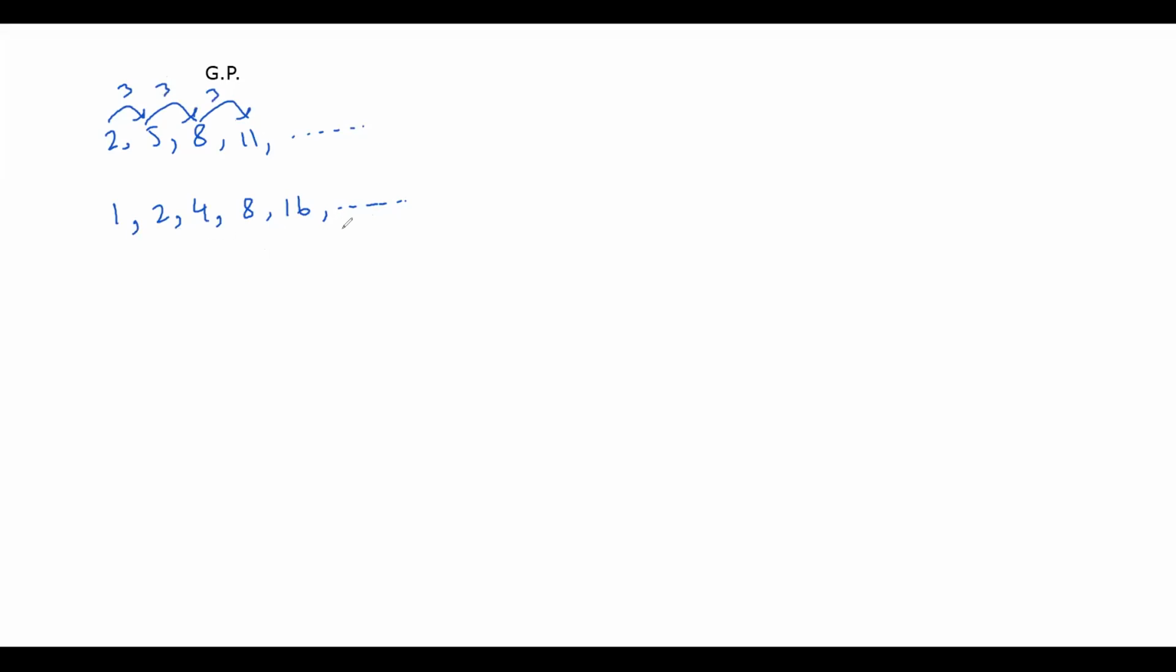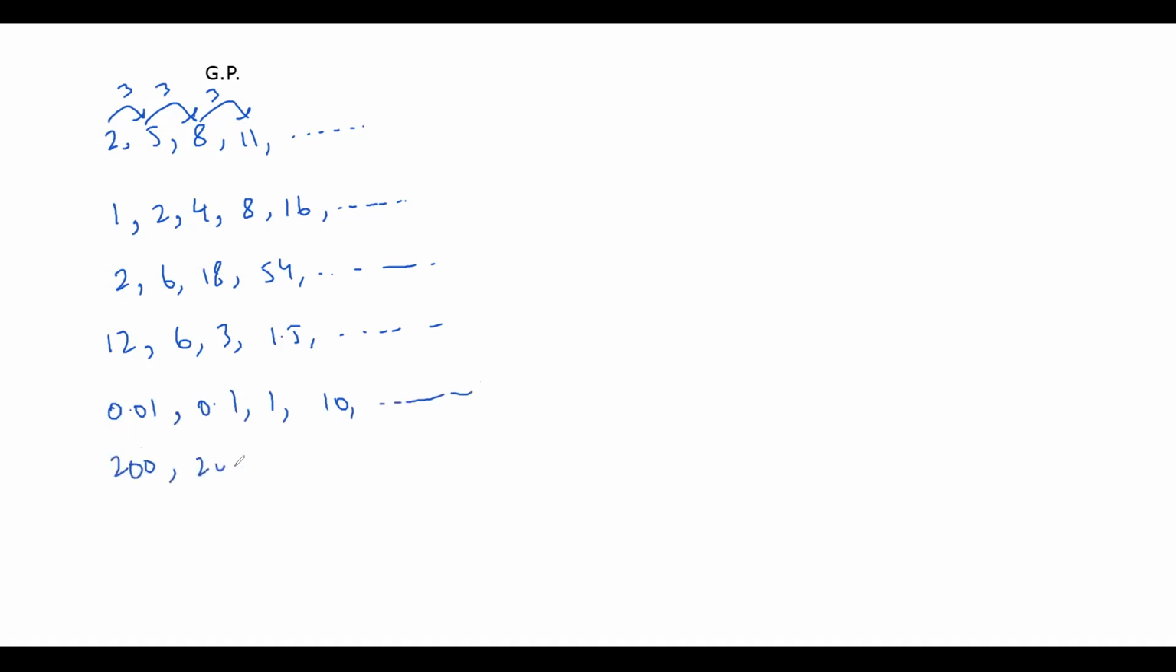Now you look at this sequence over here. Let me write one more. For example, you have 2, then 6, then 18, then 54, and so on. Then you have 12, then 6, then 3, then 1.5, and so on. Then you might have 0.01, then 0.1, then 1, and then 10, and so on. Or maybe you have 200, then 20, then 2, then 0.2.